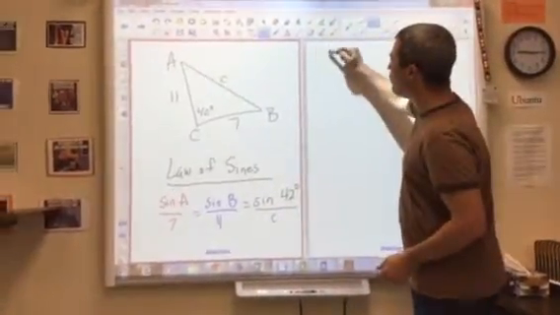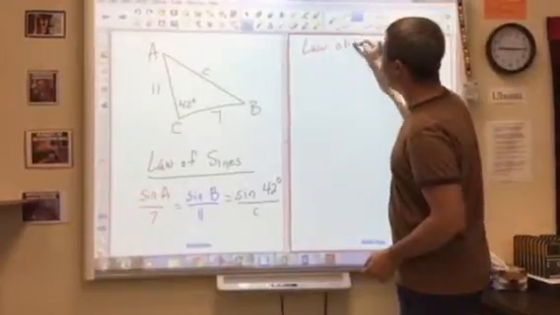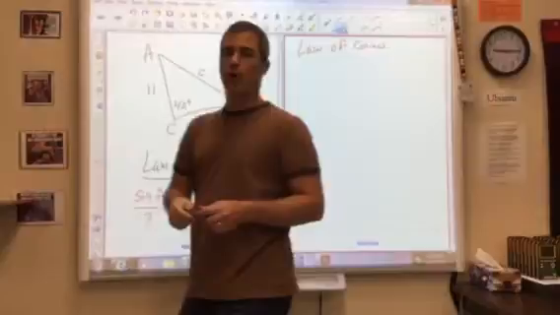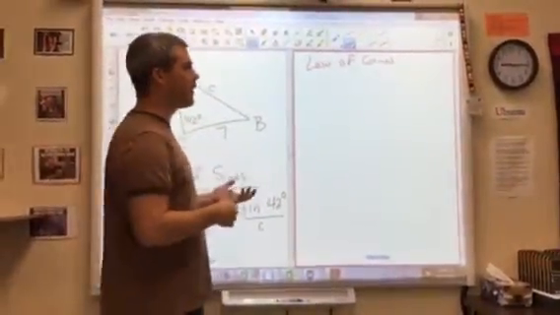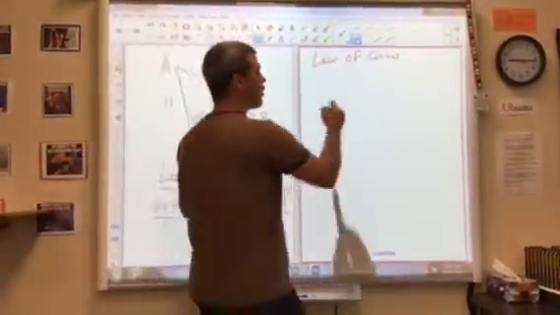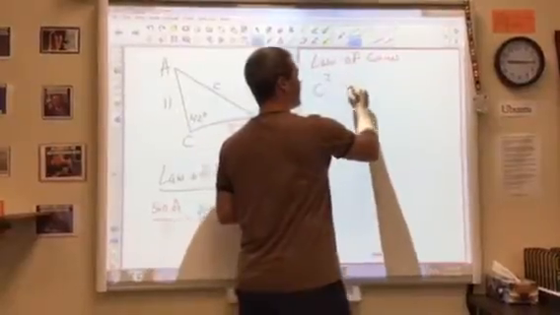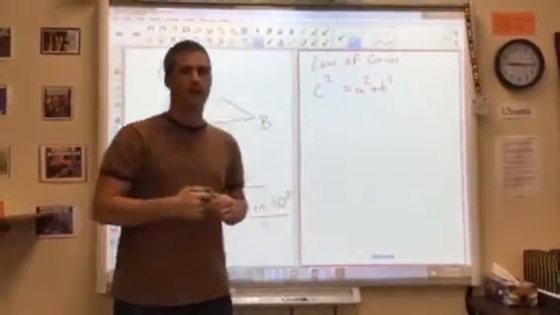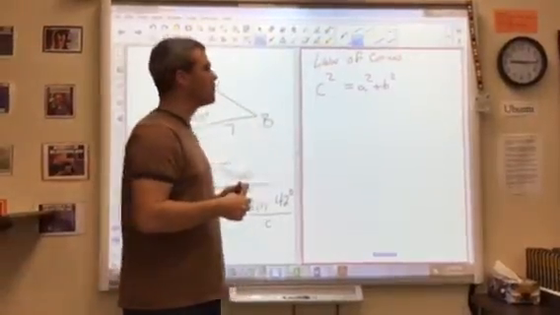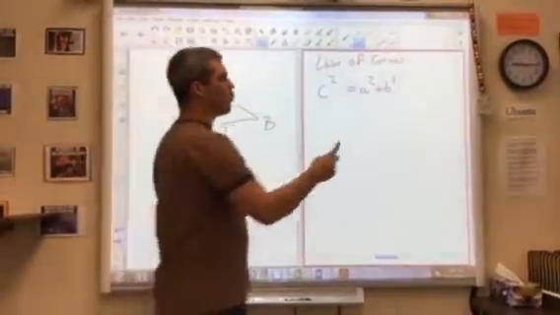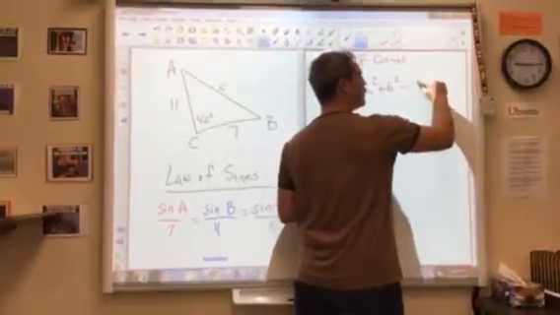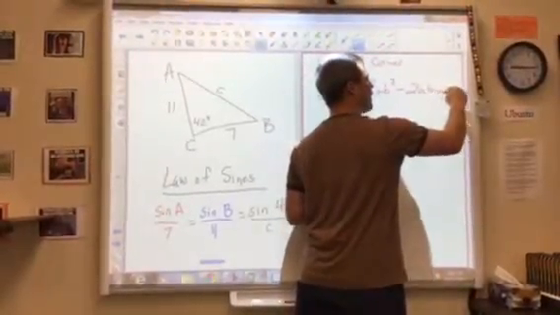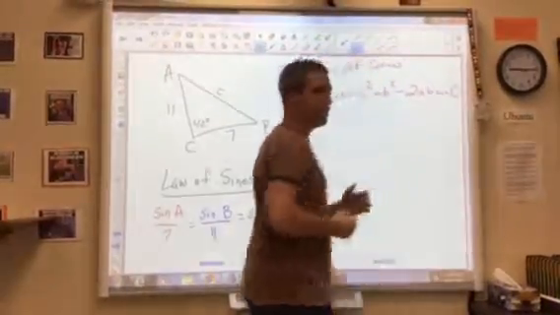However, we also have something called the law of cosines. Now the law of cosines starts out very similar to the Pythagorean theorem. We have c squared equals a squared plus b squared, and there's a reason why I'm writing it somewhat backwards from the way you usually hear it. But we can subtract from that 2 times the product of a, b, and the cosine of c.